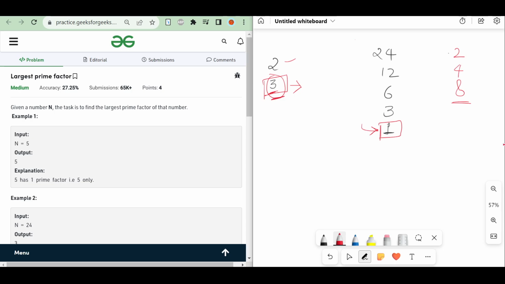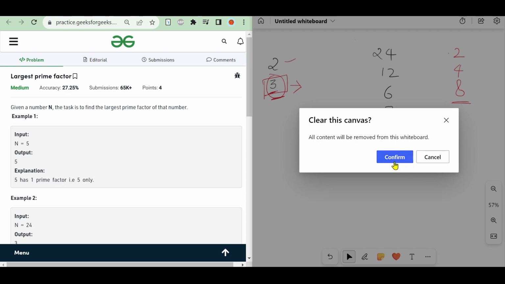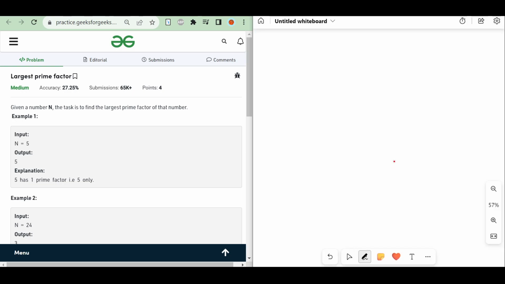Now let's do the same for another number. Let's try with 100. I will again follow the same procedure. I will divide it by 2, I will get 50. Then again I will get 25. Now it is not divisible by 2. I will check, is it divisible by 3? No, it is not. Is it divisible by 4? It is not. 5? Yes, it is.